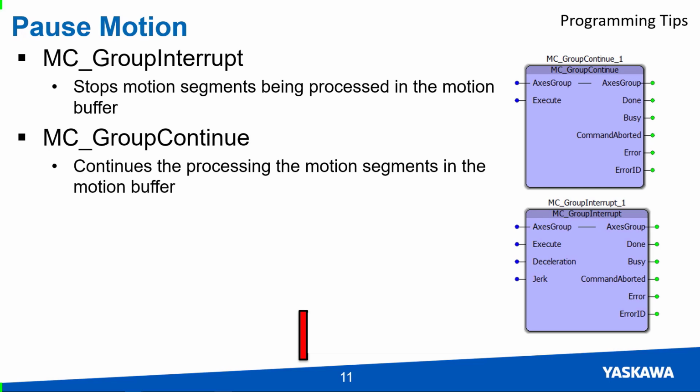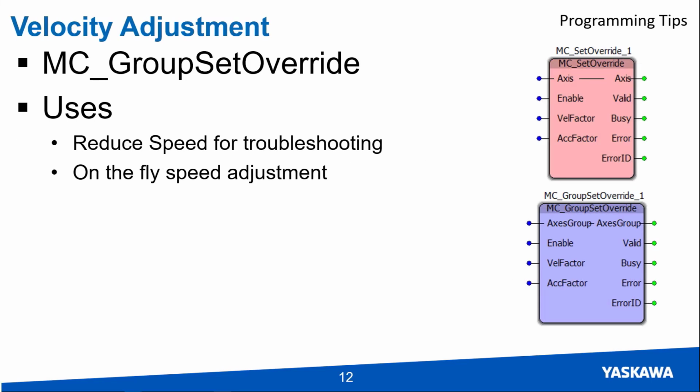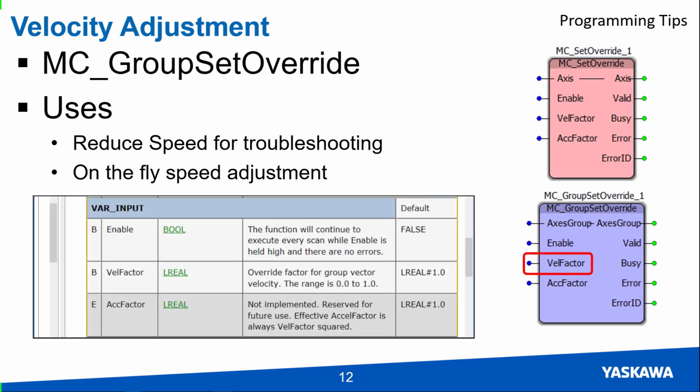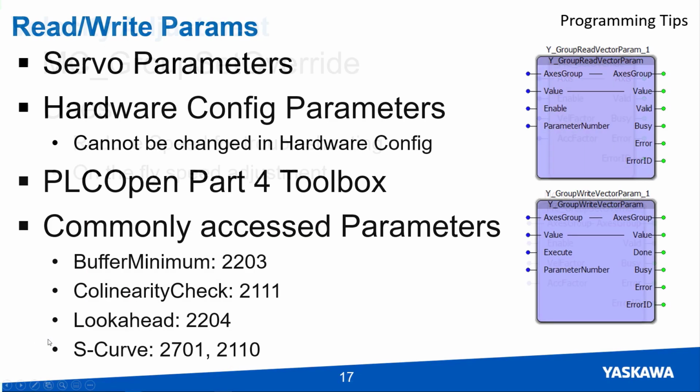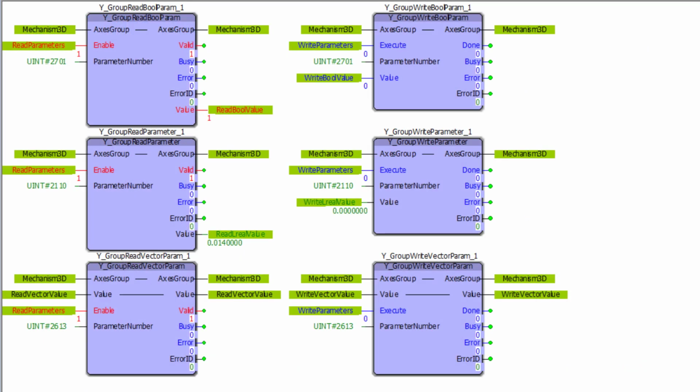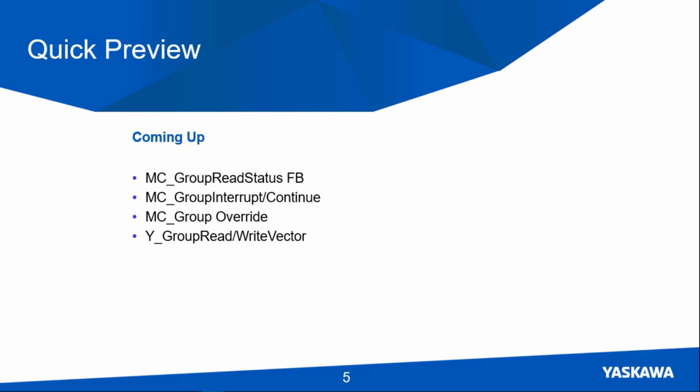in the motion buffer. Modifying machine operation velocity can be achieved using the MC group set override function block. The velocities of the motion segments are modified according to the user-defined vel factor, ranging from 0 to 1. Parameters are available when working with group mechanisms. They can be accessed by using the following Yaskawa-defined function blocks. Now let's look at this in a little more detail.